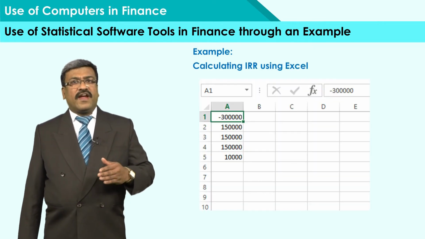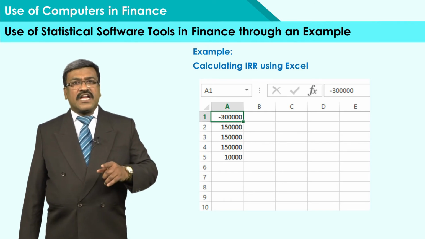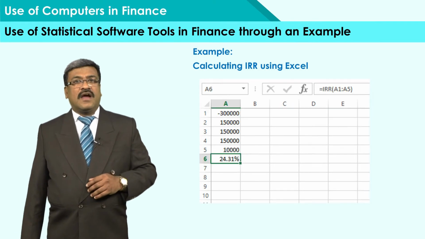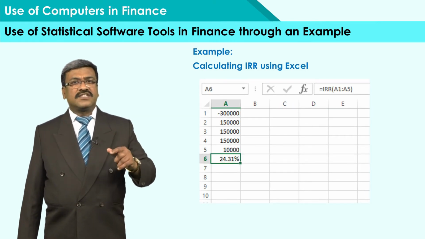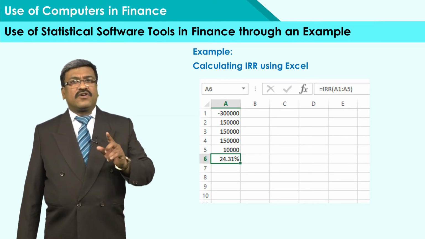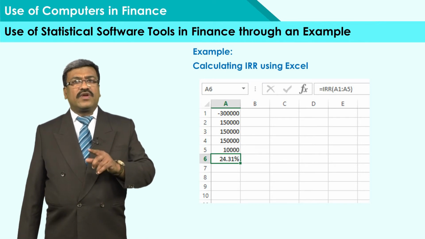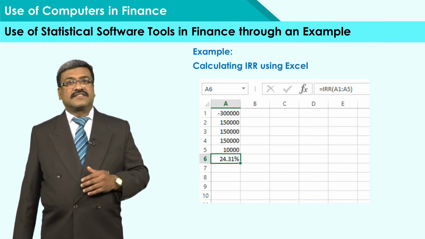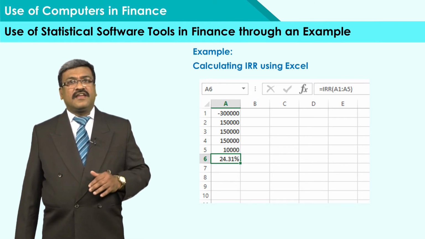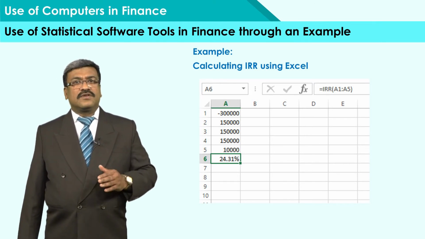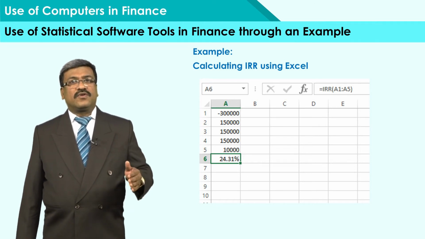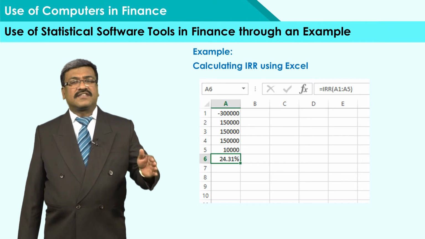For example, finding the IRR using Excel is easier. Enter the cash flows in the cells A1 to A5 in the spreadsheet and then type in the function command is equal to IRR, within brackets A1 to A5, in the cell A6. After pressing the enter key, we will get the IRR value. So this is how simple it is to calculate IRR using Excel.